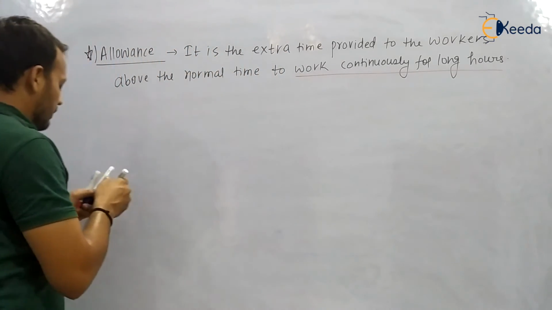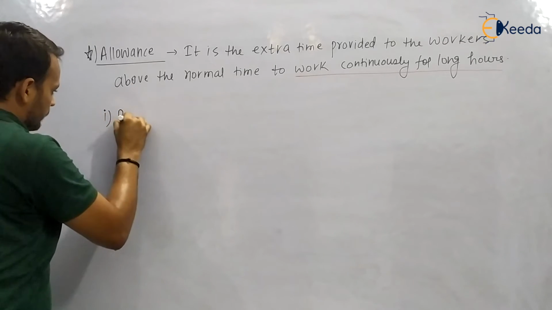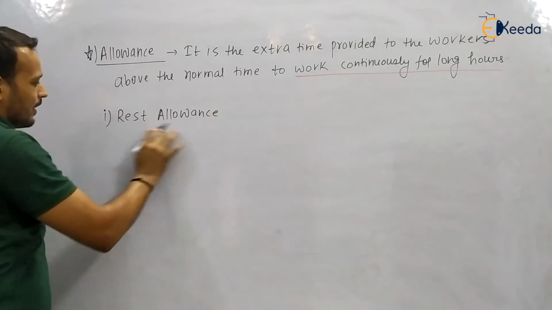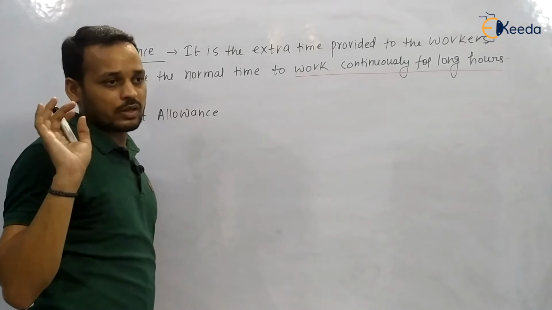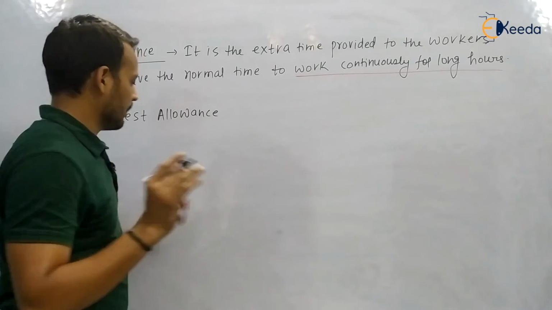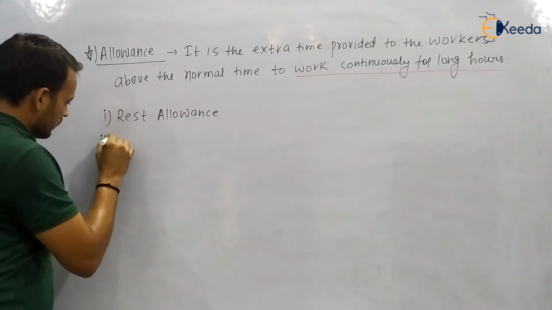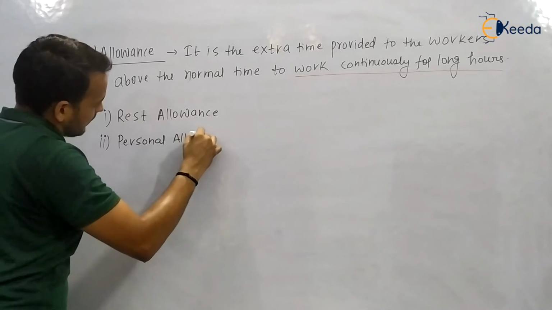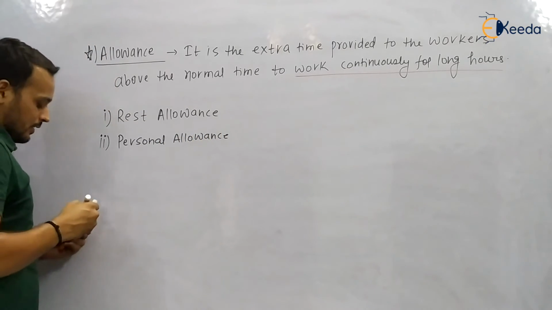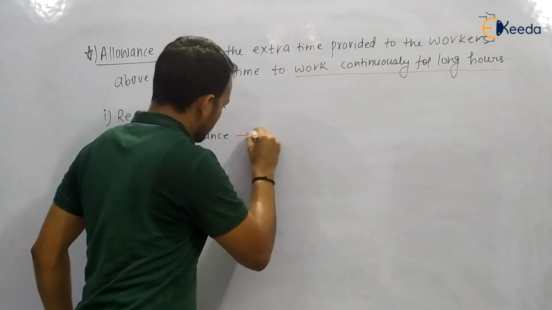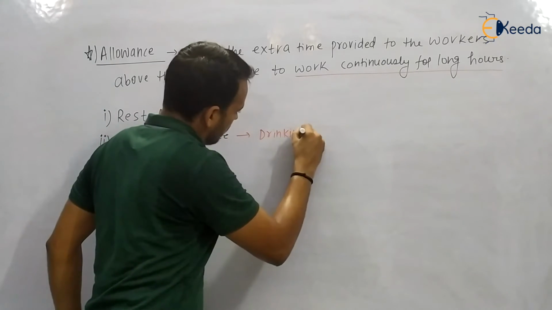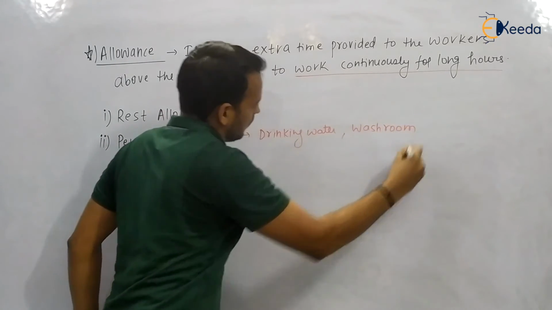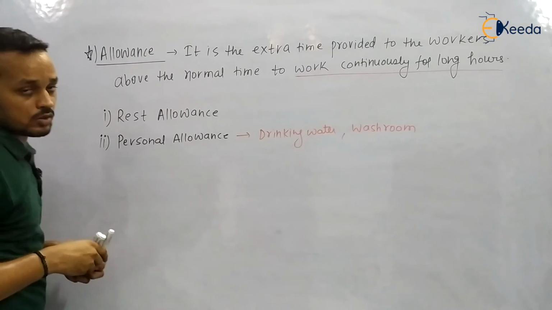So allowance is of 5 types. The first one is rest allowance. You can say that a person can take the rest for some time, according to the policy of the company. The second one is personal allowance. Personal allowance like drinking water facilities, washroom facilities. These are the personal allowance. You can write here drinking water, washroom. These are the allowance provided so that they can work continuously for long hours.